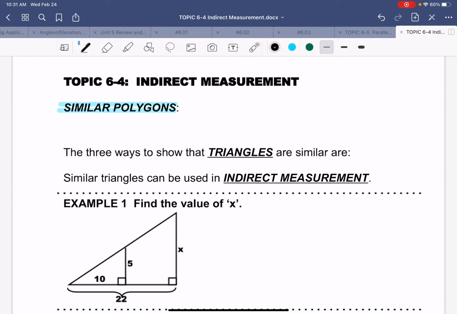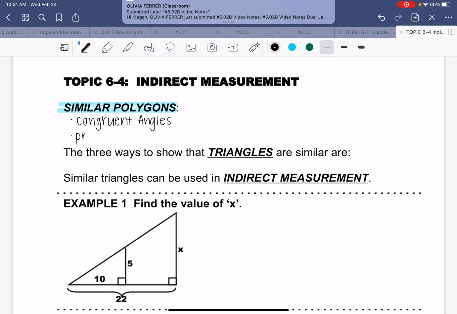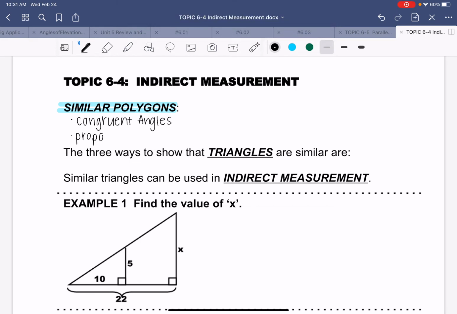Okay, similar polygons, we have to have congruent angles. And we have to have proportional sides. Well, because triangles are so special, we can actually assume that triangles are similar with very little information, okay? So what I mean by that is there are 3 ways that we can show that triangles are similar, through the variation of what is congruent and what is proportional.